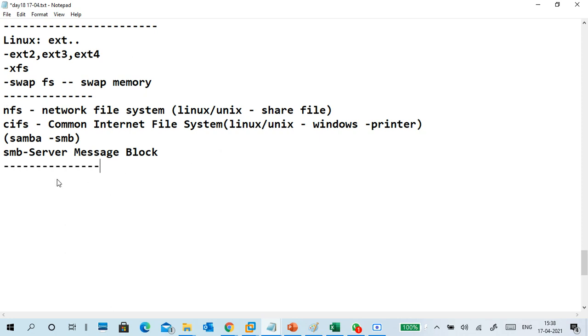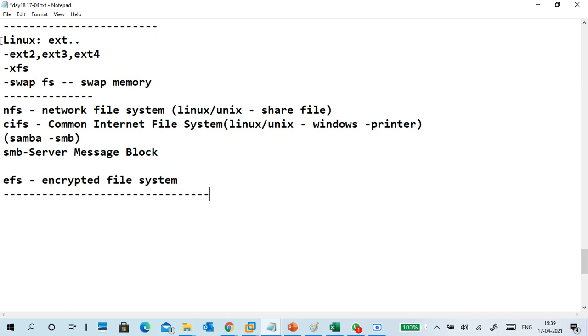So this is about your file systems. Of course, CDs, DVDs, and EFS. One more we forgot, that is EFS, Encrypted File System, or encrypted files. That's it. So this is about your file systems.